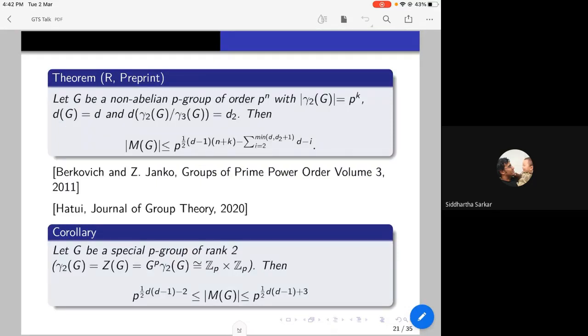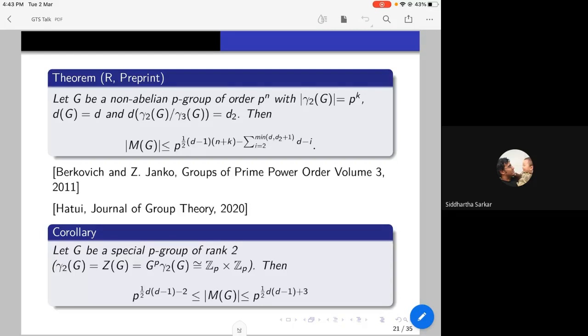We are interested in that because there is a problem by Berkovich and Janko. They asked to determine the Schur multiplier of a special p-group of rank 2. By a special p-group of rank 2, we mean a group such that the derived subgroup, center, and the Frattini subgroup, that is G^p times gamma_2(G), coincide and are isomorphic to Z_p cross Z_p. So here gamma_2(G) is generated by 2 elements. This has been answered by Hatui very recently.